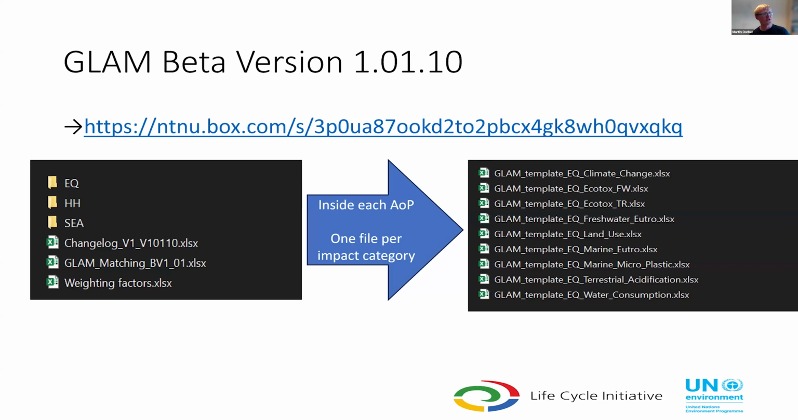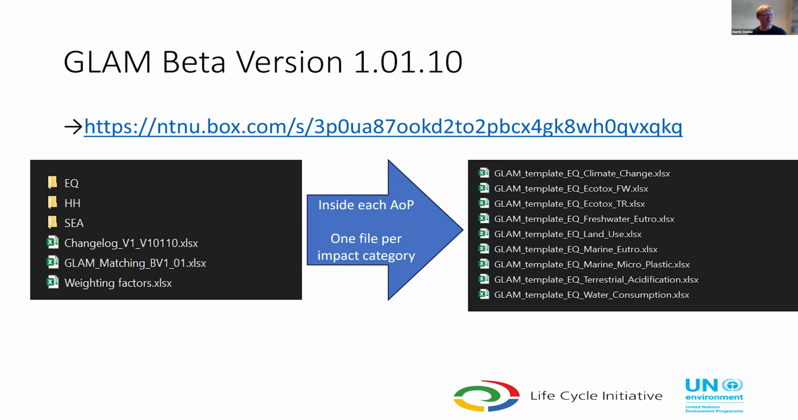What can GLAM do? And now it's the question, how can someone access all the characterization factor files? And as Olivier said, it was my task then to bring everything together. At the moment we have GLAM beta version 1.0.10 ready. So what is GLAM at the moment?